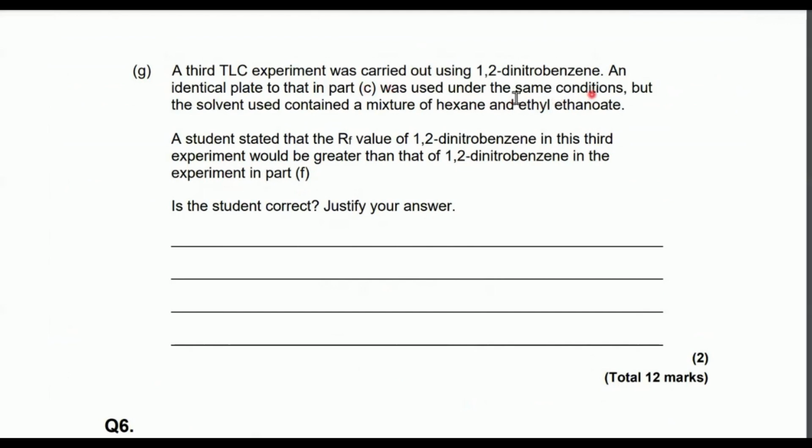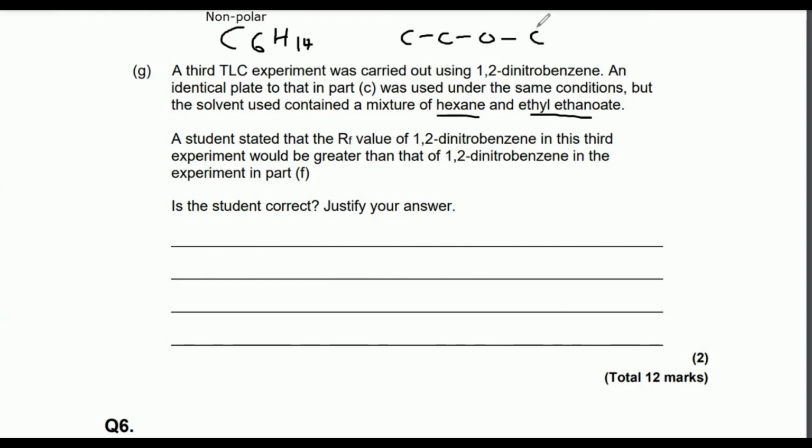A third TLC experiment was carried out using 1,2-dinitrobenzene. An identical plate to that in part C was used under the same conditions, but the solvent used contained a mixture of hexane and ethyl ethanoate. So we now got our non-polar solvent, C6H14, just made of carbon and hydrogen, similar electronegativities, so no polar bonds involved in that molecule. But they've also this time mixed in ethyl ethanoate, which is an ester, made from ethanol and ethanoic acid, bonded together in a condensation reaction.